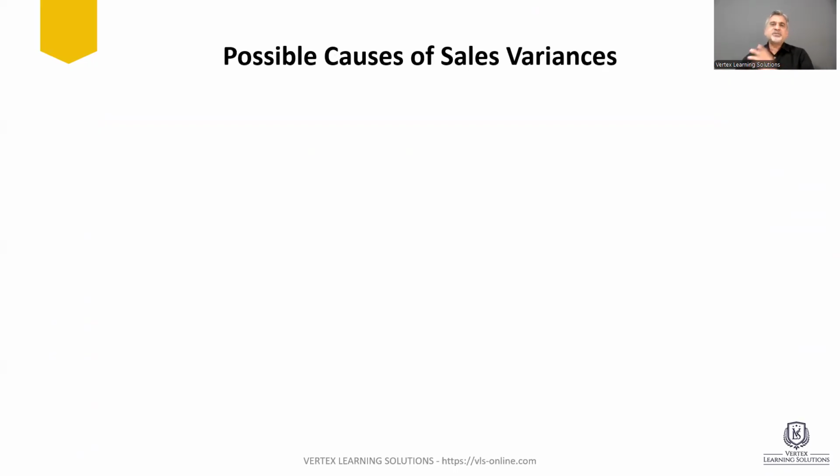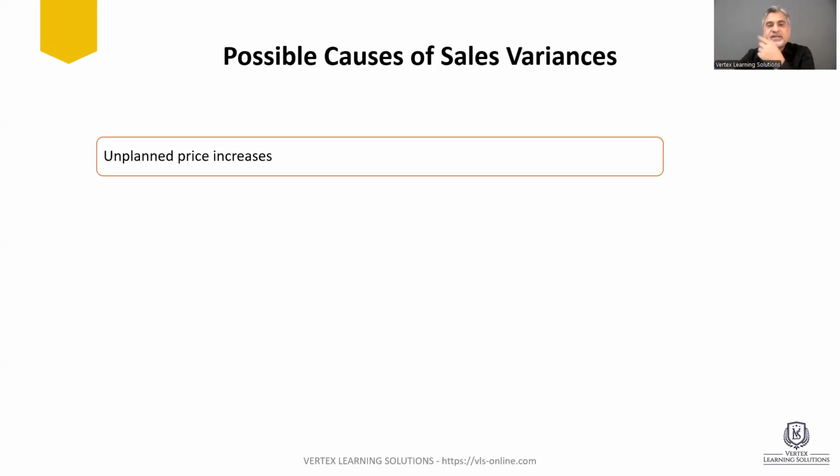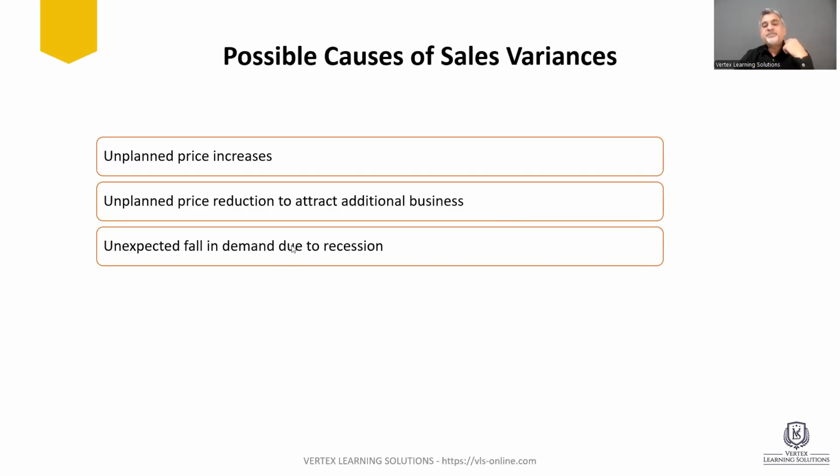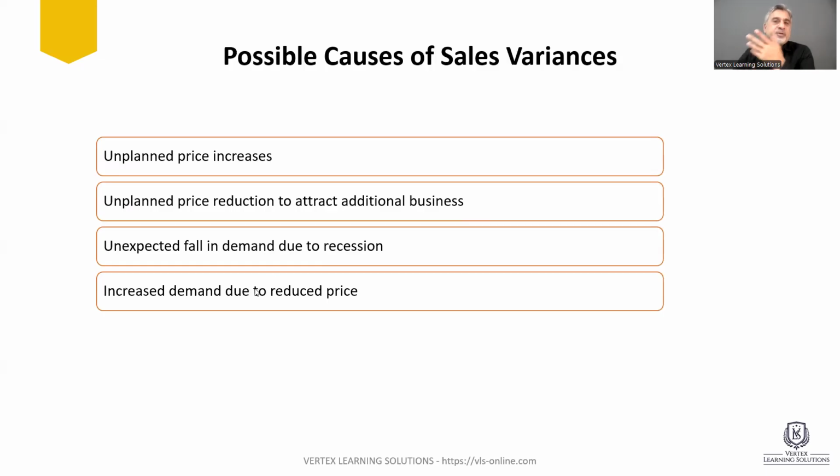What are the possible causes of sales variances, which means why your actual sales are not equal to your budgeted sales? Unplanned price increases. Sometimes price goes up, so you might be favorable, but when you increase the price, your volume goes down. Remember that it is not always possible that I increase the price and volume remains the same. If my price variance becomes favorable because I'm increasing the price, it is probable that my volume variance goes down because I will be selling fewer units at a higher price. Unplanned price reduction, maybe you give a discount. Unexpected fall in demand due to recession, maybe the market goes down, so volume goes down, or increased demand due to reduced prices and so on.